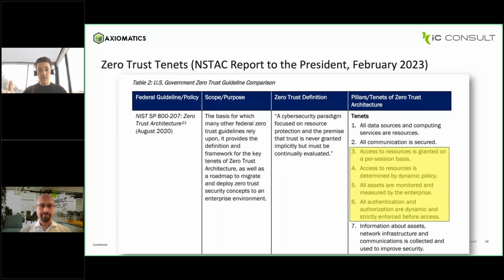So access to resources is granted on a per session basis. You have to be authenticated. We have to know who you are in order to access a resource. Access is determined by dynamic policy. So we will look at the different parameters to determine whether access should be granted or denied. Assets are monitored and measured by the enterprise.